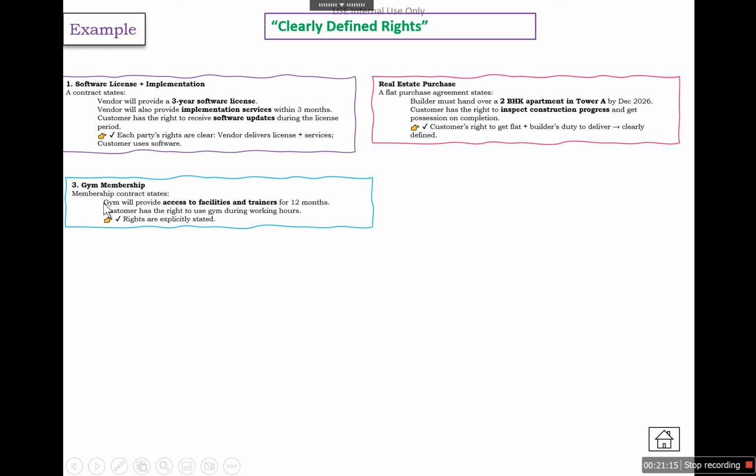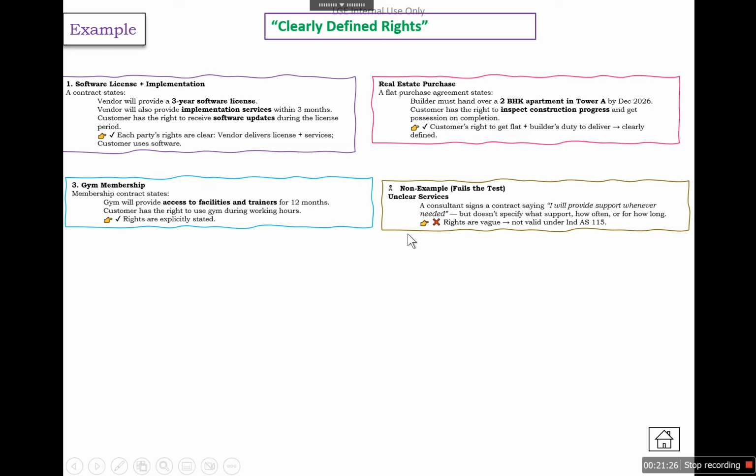Similarly, a gym membership contract states that the gym will provide access to the facility and training for 12 months. The customer has the right to use the gym during working hours. So rights and obligations are clearly explicit.